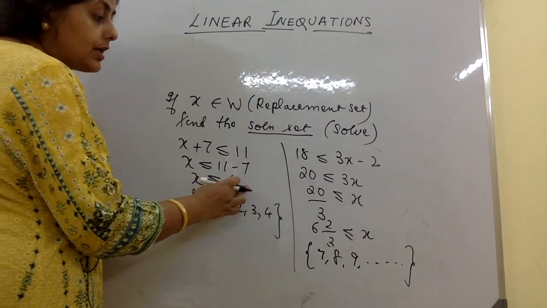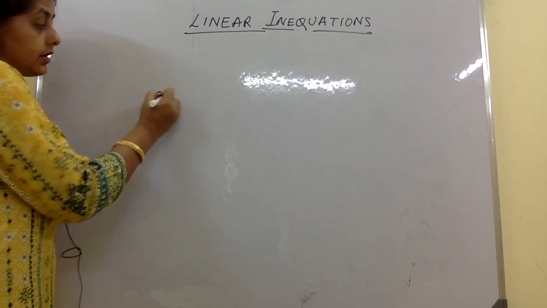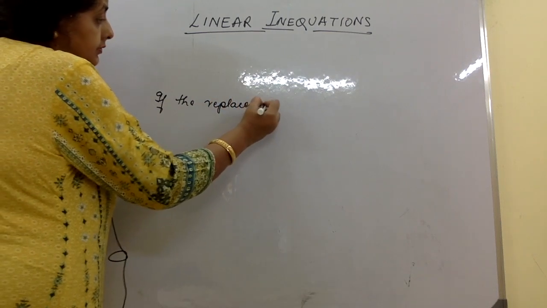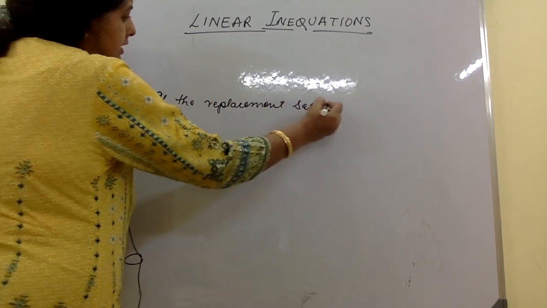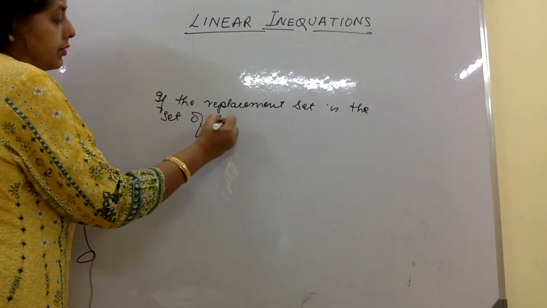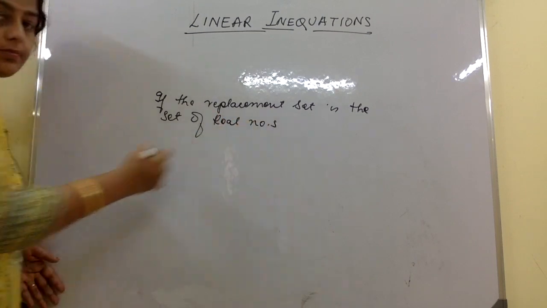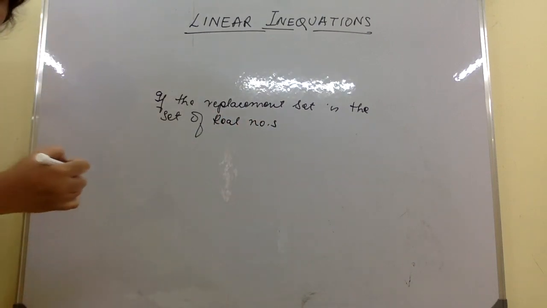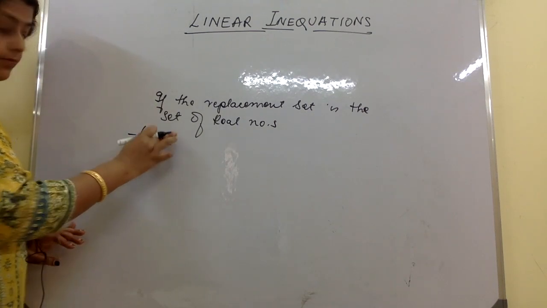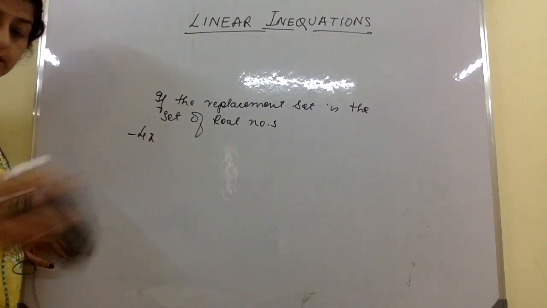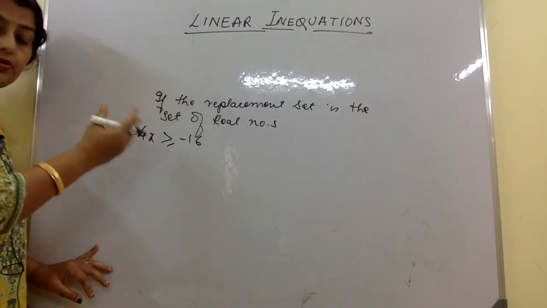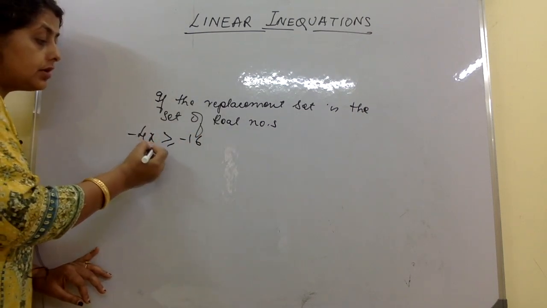So this was one type, this is another type. If the replacement set is the set of real numbers is our next question. If the replacement set is a set of real numbers, then we have to solve minus 4x greater than or equal to minus 16. We have to solve for this.